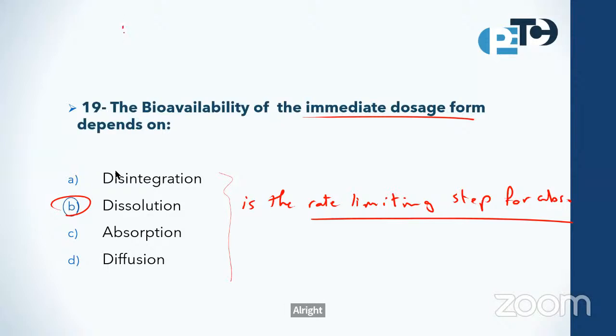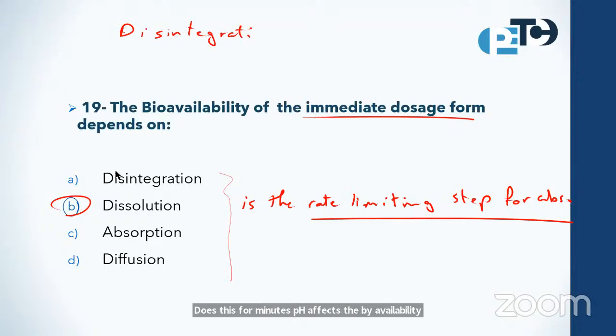Is there any dosage form in which pH affects the bioavailability? Just a minute, let us do this part. Disintegration: does this disintegration happen for all types of tablets or not? Yes, it happens for all types of tablets. The disintegration time is different according to the type of the coat or the type of the tablet.